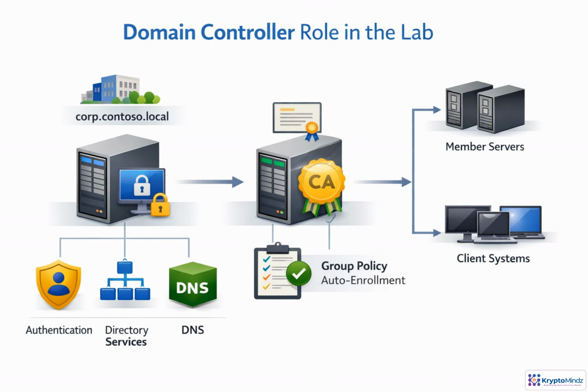Think of the domain controller as the backbone of this entire PKI lab. It hosts the Active Directory domain your CA will integrate with, handles authentication, and stores all the objects the CA will reference. It also runs DNS so clients can find the CA, and it lets servers and workstations join the domain. Finally, group policy from this DC will drive certificate auto-enrollment, so its health must be solid before you deploy ADCS.